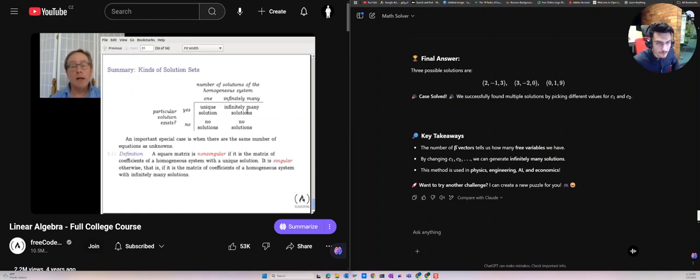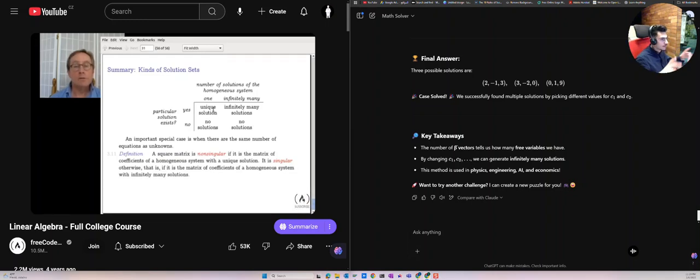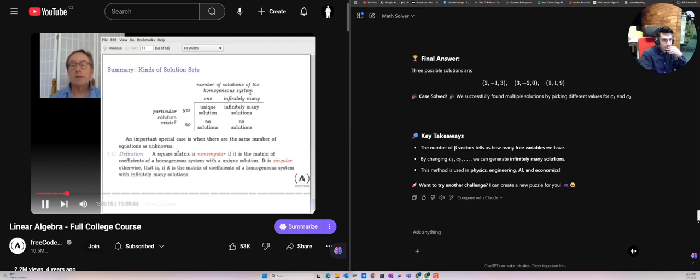Homogeneous systems can have infinitely many solutions. Homogeneous systems can have a unique solution, but they can't have the other case. They can't have no solutions. So the number of solutions to the homogeneous system can be one or can be infinitely many. If the number of solutions to the homogeneous system is one and a particular solution exists, then the system you started with has a unique solution. If the number of solutions to the homogeneous system is infinitely many and a particular solution exists, then the system you started with has infinitely many solutions.